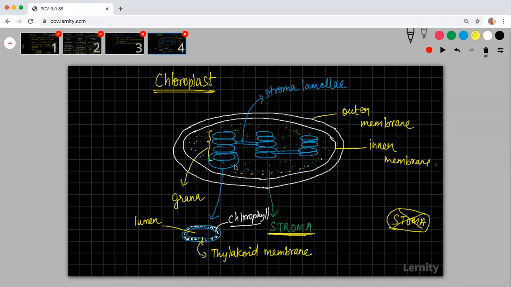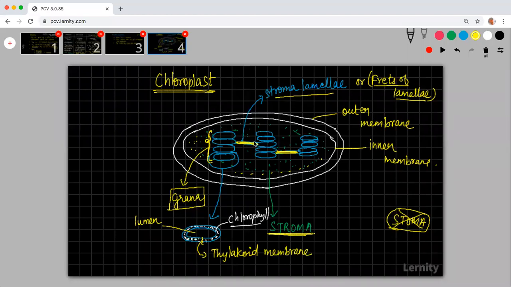In it you are able to see some stacks of coin-like structures. It looks like a stack of coins. So what is that coin-like structure? We call them grana. These grana are interconnected by small lamellar structures, which we call stroma lamellae or frets of lamellae, because this is lamella which is found in the stroma region.